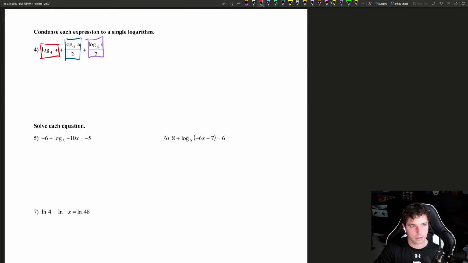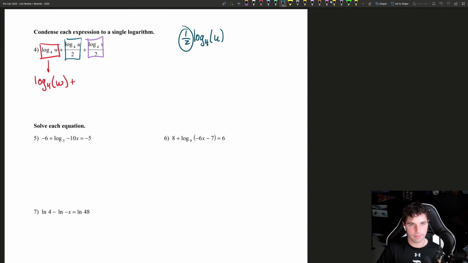The red part, nothing happens. There's no exponent, there's no fraction inside or whatever. This just stays the same. Okay, this blue part is really being multiplied by 1/2. Okay, so I'm going to write it over here. What this is actually saying is this 1/2 times log base 4 of u.